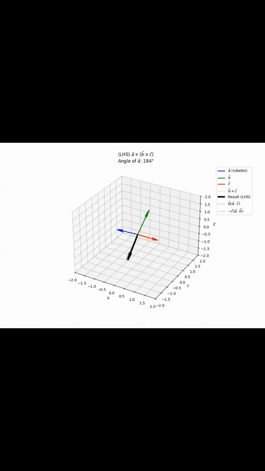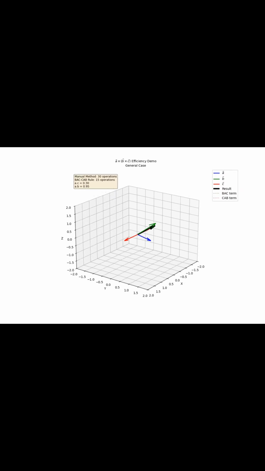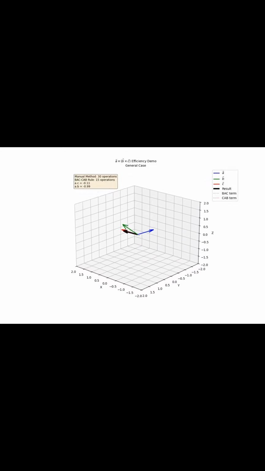This provides a powerful visual check. The final vector is always pushed or pulled along the lines of the two vectors that define the plane, with its final direction and length determined by how the third vector projects onto them.